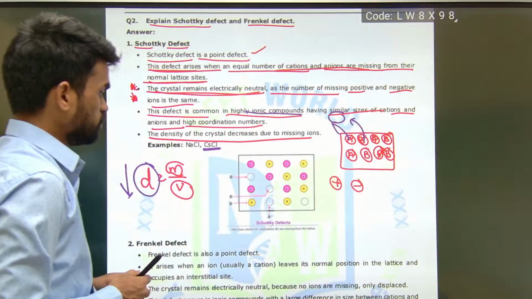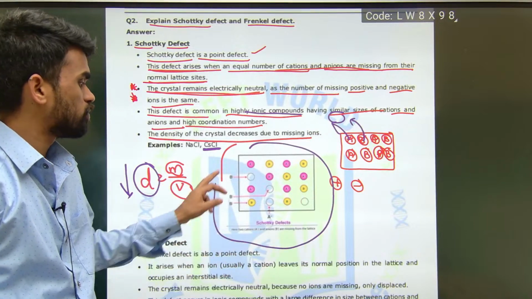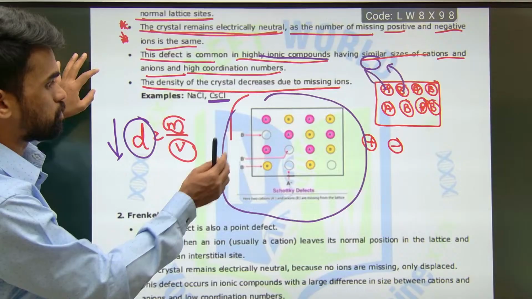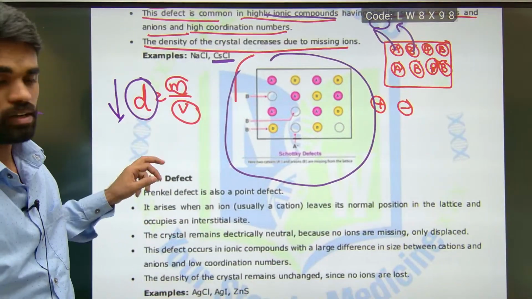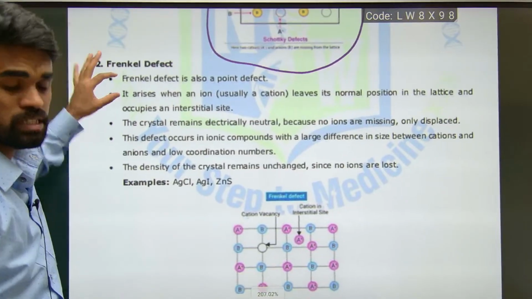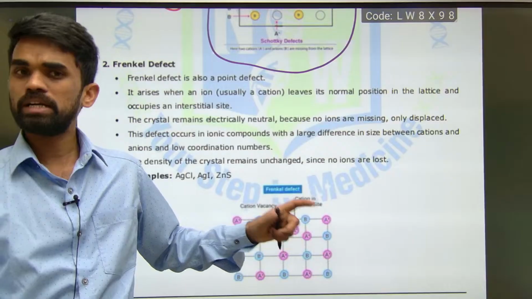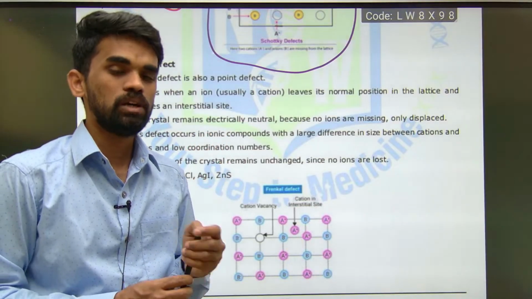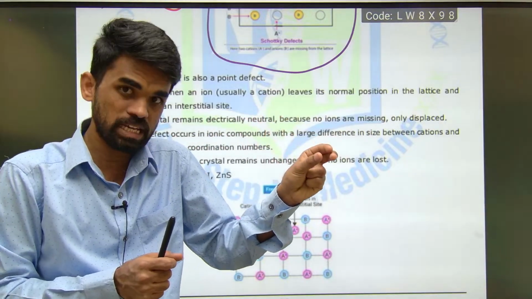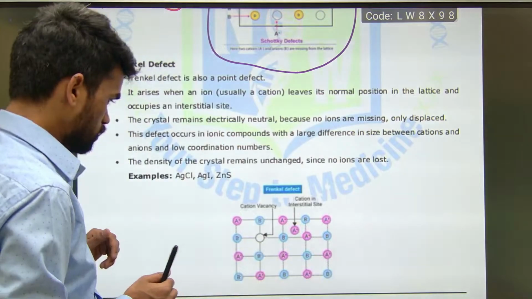Right. So this is how you can represent it in a diagrammatic way also, in the final exam. Write the examples and represent this one. Okay, next we have Frenkel defect. Schottky defect means both cations and anions come out of the crystal. But in Frenkel defect, an ion will occupy some interstitial site instead of its original site. I will tell you, just follow me.